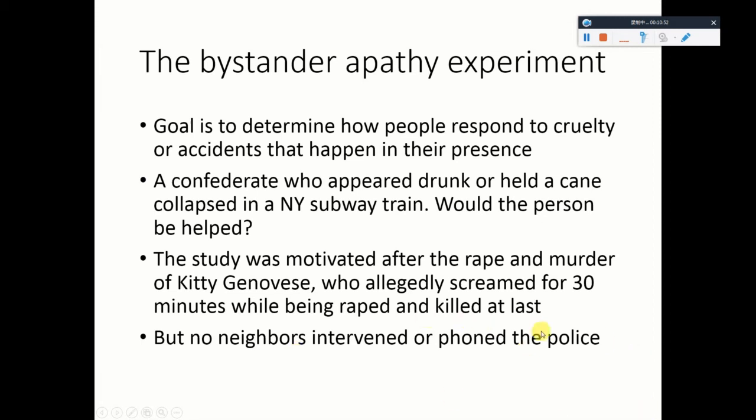So this particular incident got researchers interested and thinking, well, if those neighbors did hear all the noises, how can they be so apathetic, without any empathy or sympathy for the potential victim? So they designed the study to test under what conditions people would really turn a blind eye to cruelty or accidents. Again, this is highly controversial, perhaps not as highly controversial as the Tuskegee study, but still there's a big component of deception here.